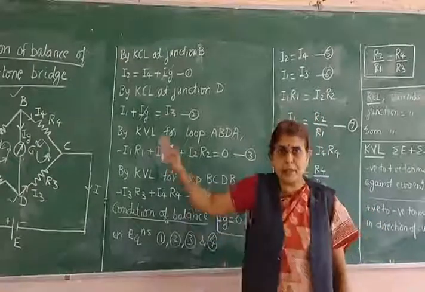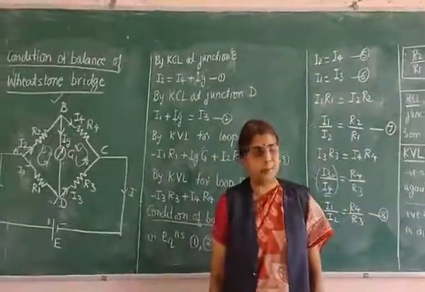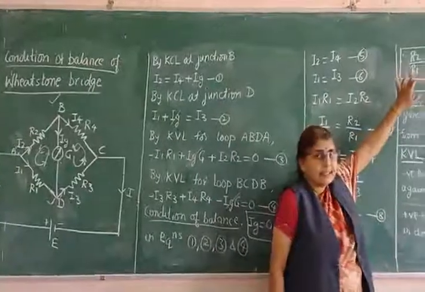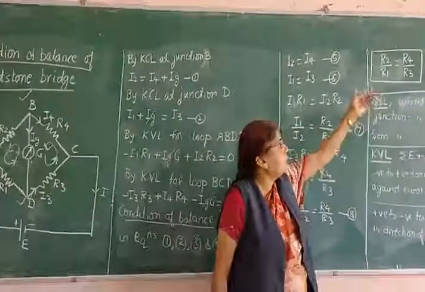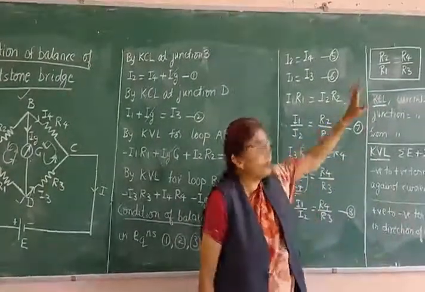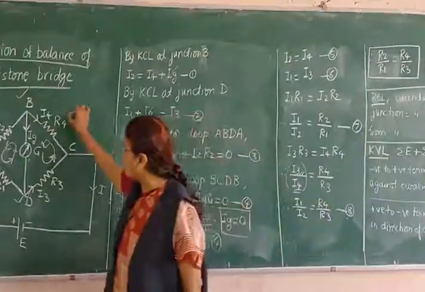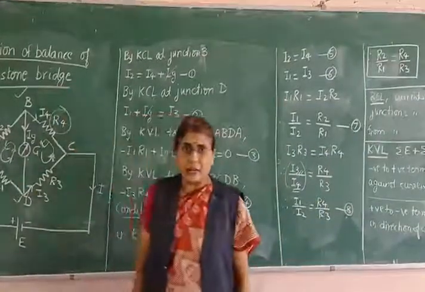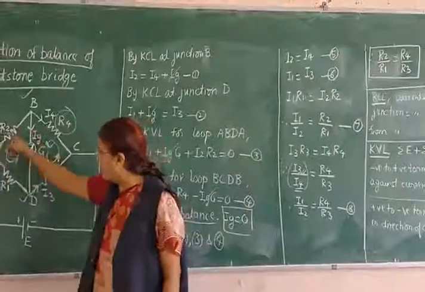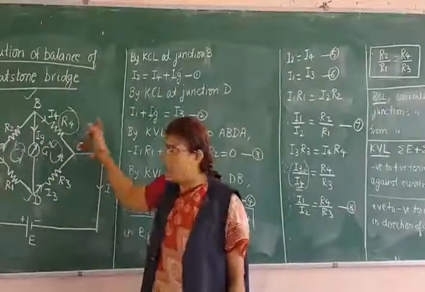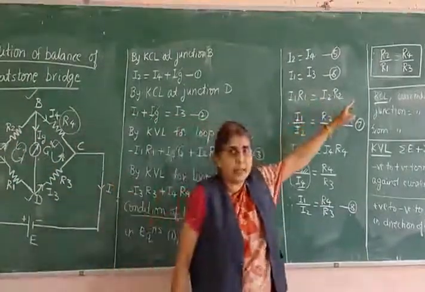Now you will ask me, what is the use of this Wheatstone's network? I have written here 4 resistors. Amongst them, one can be unknown. Suppose R4 is not known. This is your unknown resistance. You don't know the value of R4, but you know the values of R1, R2 and R3. Then R4 can be very easily found out from the condition of balance.